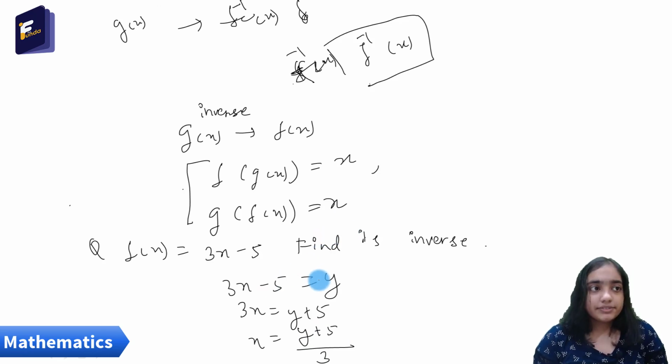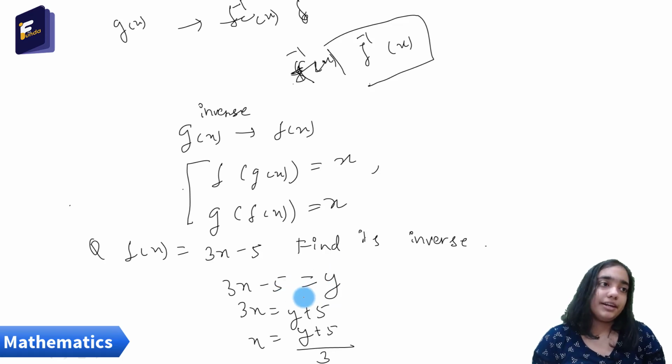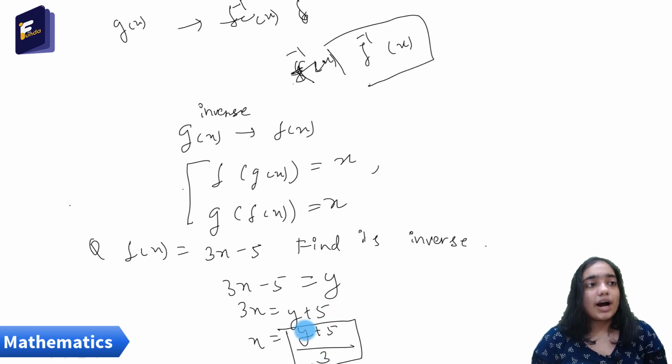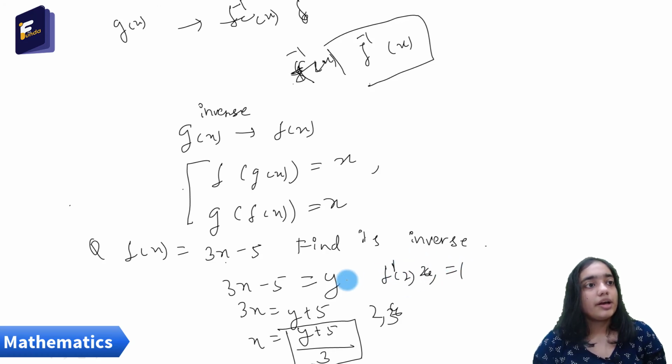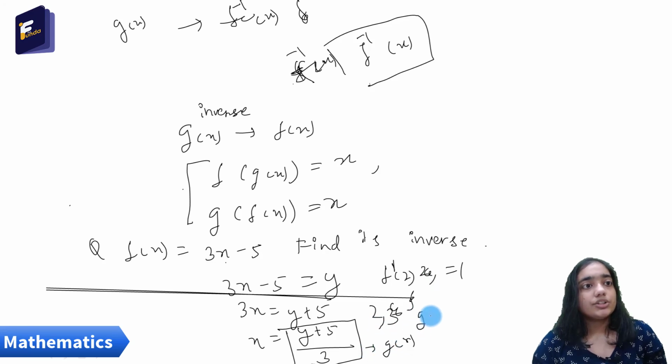So this function, this y plus 5 by 3, don't be confused by the variables because variable can be anything. So this y plus 5 by 3, when I put any input in this function like 2, 3, you can see that if I put 2 in this function, the value is 1. So f of 2 equal to 1. And this function y plus 5 by 3, if I put 1, let's say this is g of x, g of 1 equal to 2.